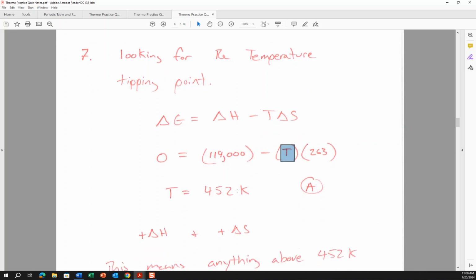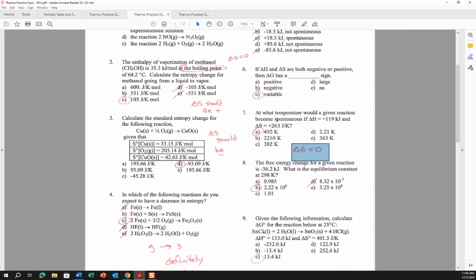So when you solve for T here, T comes out to be 452 Kelvin, okay? And that's our temperature tipping point. So anything above that temperature, the reaction is spontaneous. Anything below that temperature, the reaction is not spontaneous. Now understand why that is, okay? It's because it was a positive positive combo.